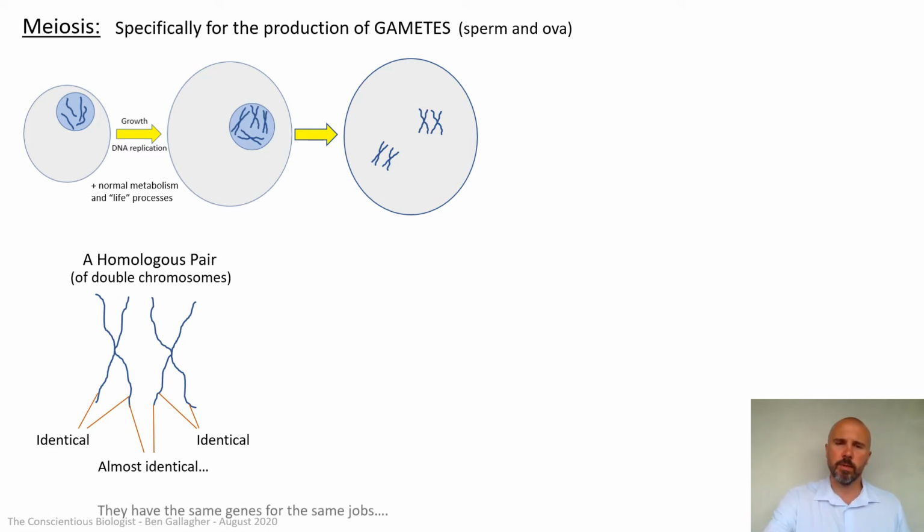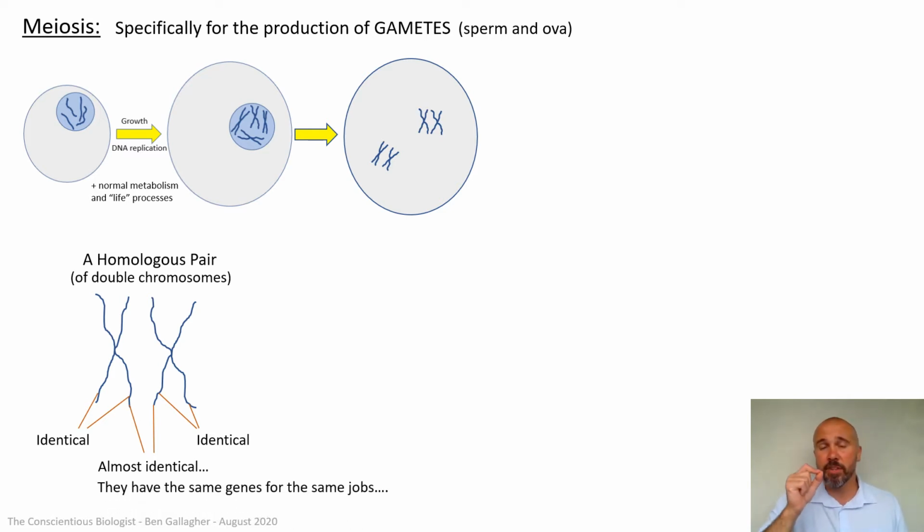And how they're almost identical is that they can have the same genes for the same jobs. In other words, the proteins that are produced from them do the same job. They might have, like, all four of the pieces of DNA that you can see in that pair of doubles, they might all have the insulin gene. All of them will have the gene for insulin. So you can say, well, therefore they're identical. If they all have the same genes, they're identical.